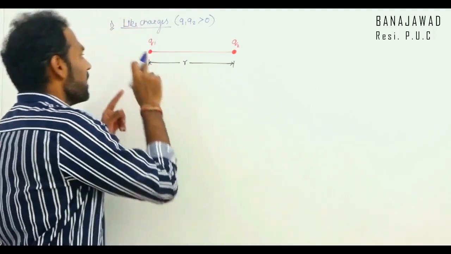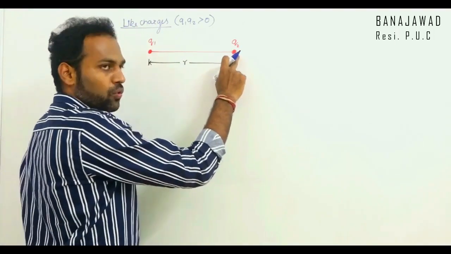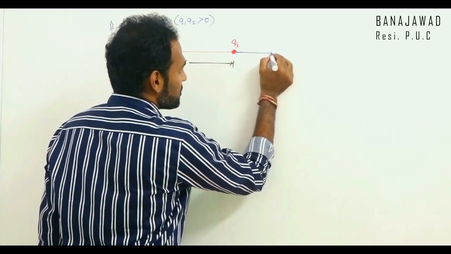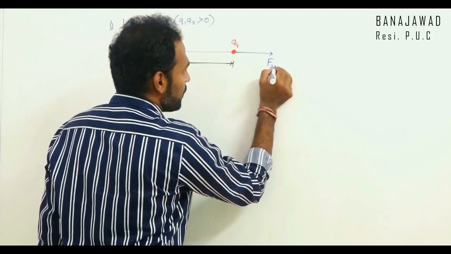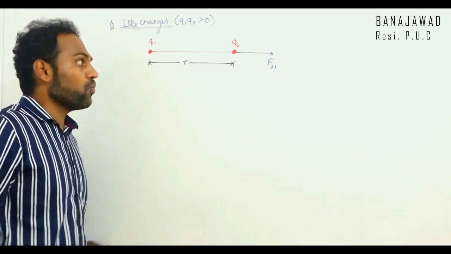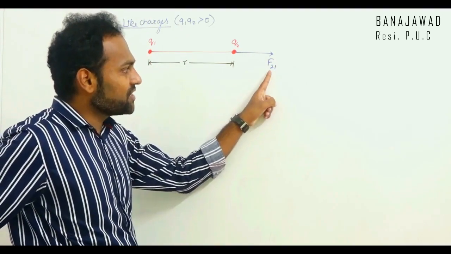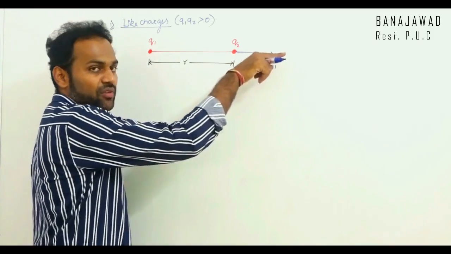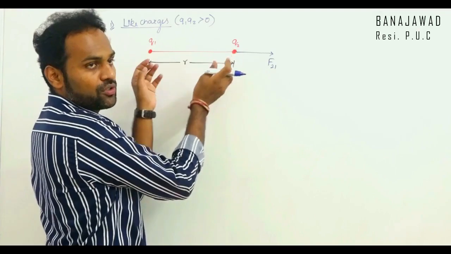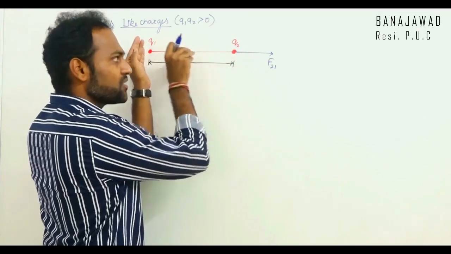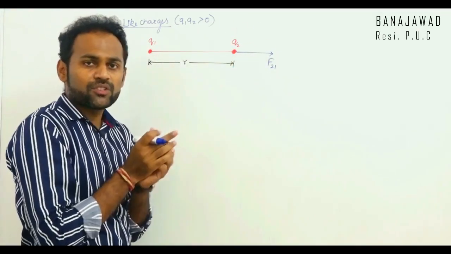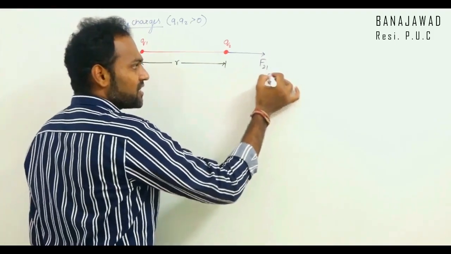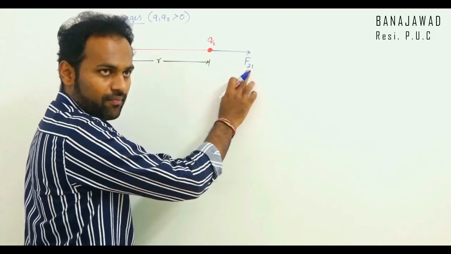The force acting on Q2 by Q1 is represented in this direction, and I will name it F21. F21 is the force acting on the second charge by the first charge. Why am I showing the direction in this way? Because this is a repulsive force. It should not move close to the first charge; it has to move away from it. Repulsion means it should push away. That's why the force acting on the second charge due to the first charge is F21.